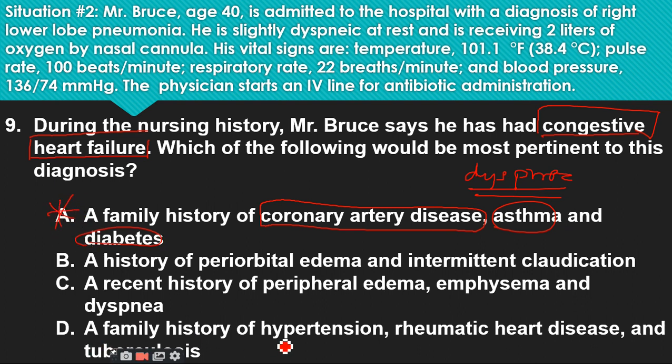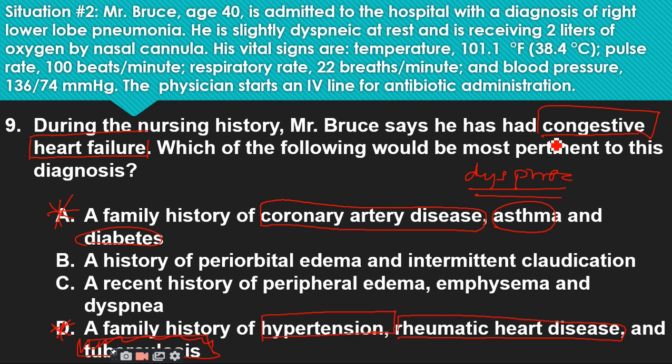Letter D, a family history of hypertension. Hypertension results in cardiac failure, and rheumatic heart disease is also linked to cardiac failure. But the worst thing is the patient has tuberculosis, and this is not expected for patients with congestive heart failure. So therefore we're left with letter B and letter C.